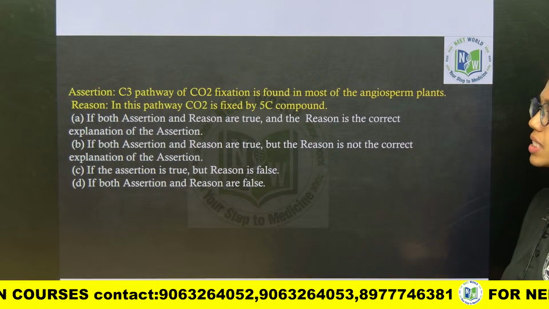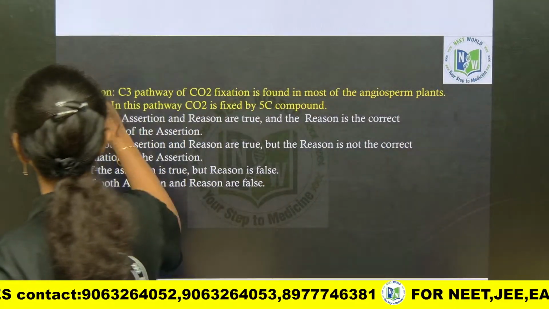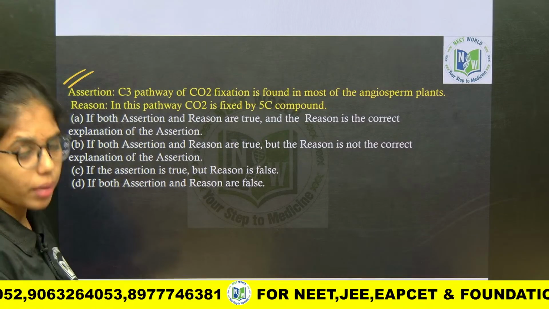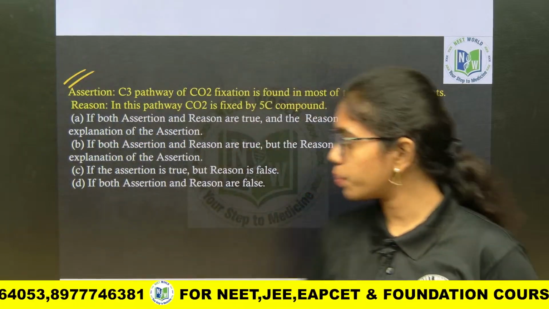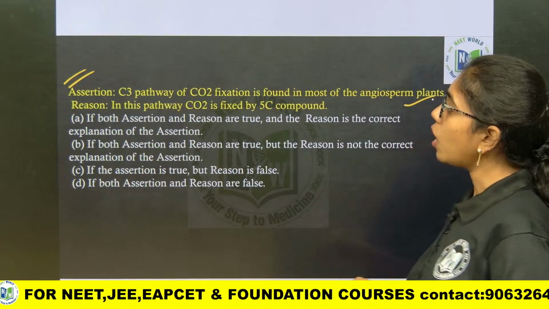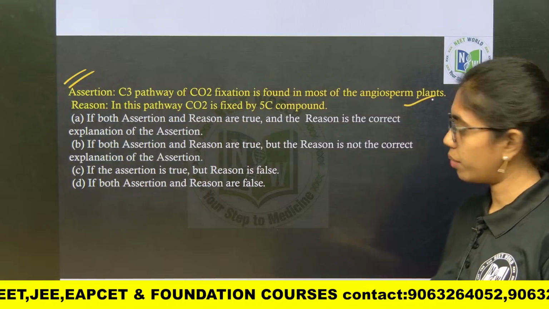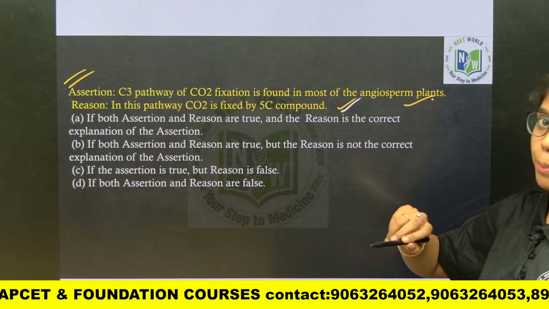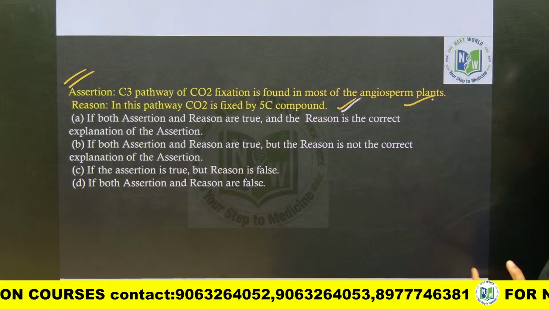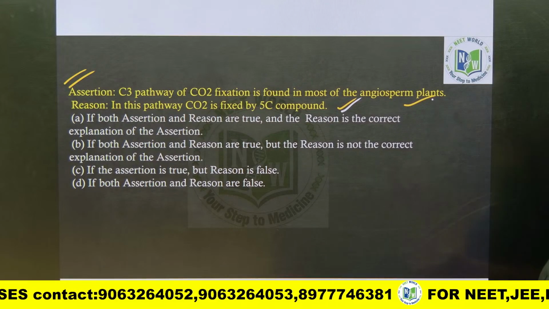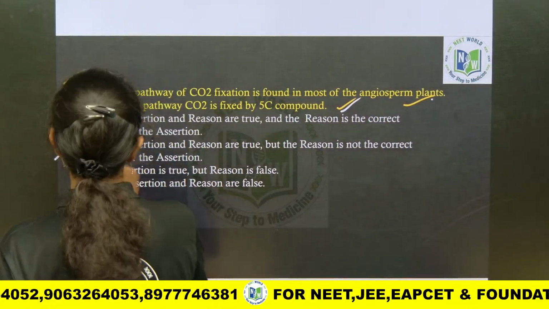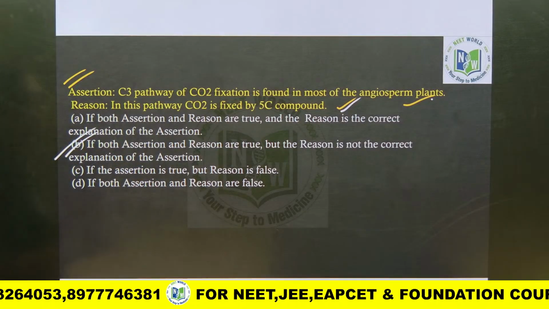Let us look into an assertion reason type of question here. The C3 pathway of carbon dioxide fixation is found in most of the angiosperm plants. True, it is found in most of the angiosperm plants. The assertion is correct. In the reason, in this pathway carbon dioxide is fixed by a 5 carbon compound. True, but the reason in no way explains why most carbon dioxide fixation is found in angiospermic plants. In that case, what option do we choose? Both assertion and reason are true, but the reason is not the correct explanation of the assertion.